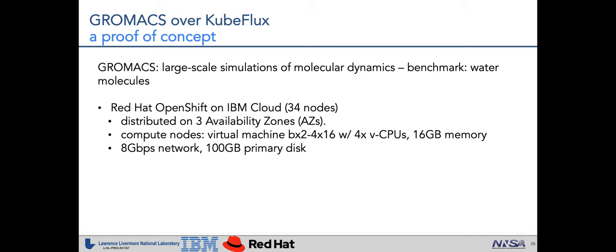I'm sure everyone here knows way more than I do about Gromacs. And we used Kubeflow, the MPI operator in that framework, to run Gromacs on an OpenShift cluster that we were running on IBM Cloud. Not huge in size, just 34 nodes, but it's already good to give an idea of how things can get, when and where things start to break, and when we move from on-premises to cloud.